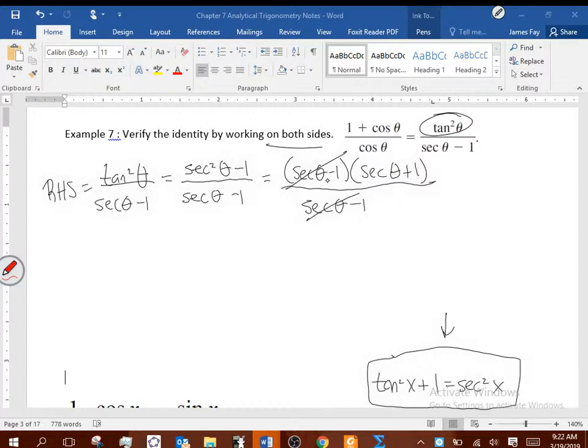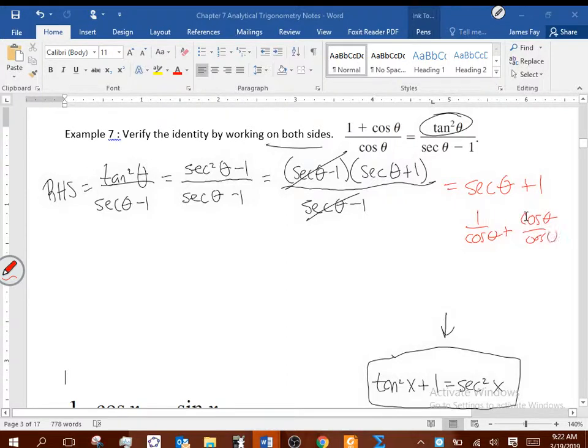So that's just going to leave me with secant theta plus 1, right? Secant theta plus 1. Okay. Now in the last class we stopped there. I don't know if going any further is going to be of a benefit. But if I go like 1 over cosine theta plus cosine theta over cosine theta, I can rewrite that as 1 plus cosine theta over cosine theta. And what just happened? Yeah, I turned it into the left-hand side.